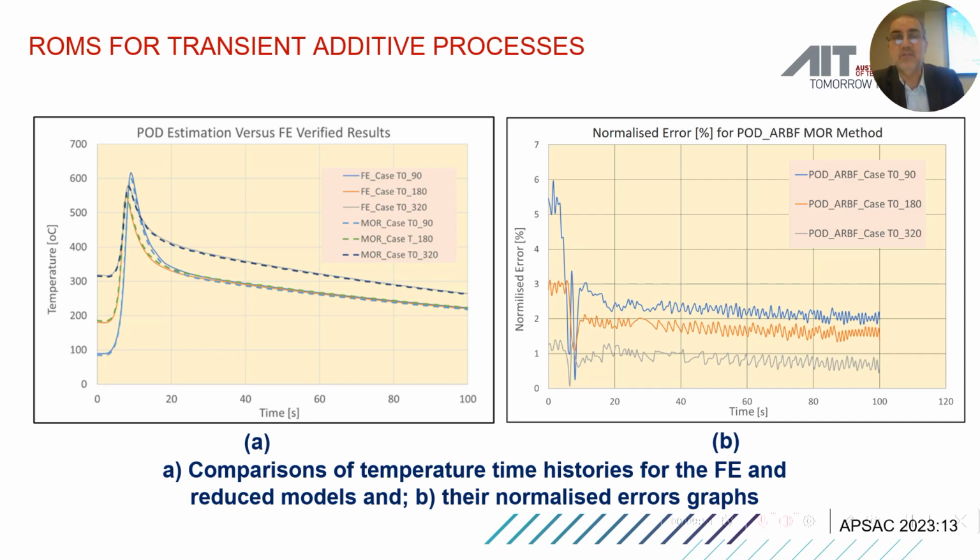And you see the normalized errors on the right-hand side. The running time for the finite element on this additive manufacturing case is around 2,900 seconds, about 45 minutes, while the MOR, or real-time model, takes around 0.7 seconds to generate the similar transient results. So that's how fast these models are working in reality compared to the finite element.